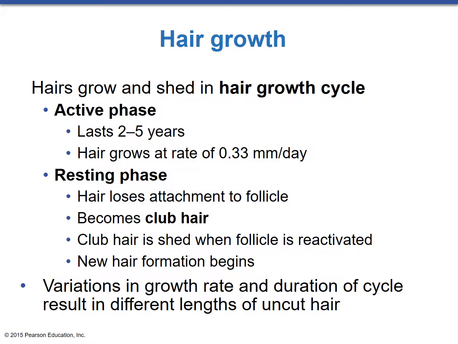Hair growth and shed is done in a cycle. There's an active phase and a resting phase. The active phase lasts 2 to 5 years, and hair grows at a rate of 0.33 millimeters per day. In the resting phase, the hair loses the attachment to the follicle and becomes what we call a club hair. The club hair is shed when the follicle is reactivated and new hair formation begins. The variations in growth rate and duration of the cycle result in different lengths of uncut hair.